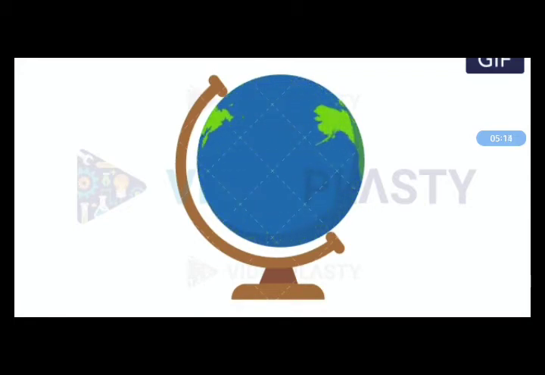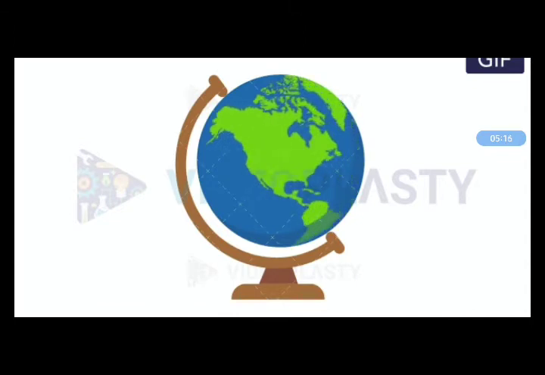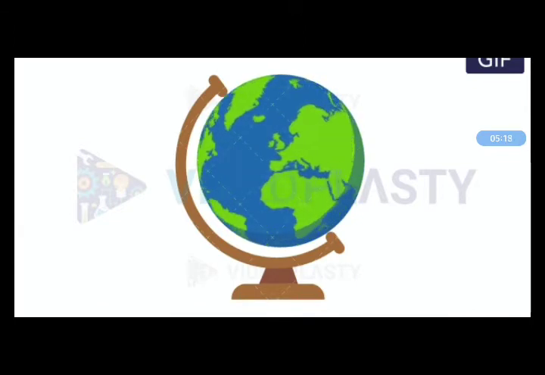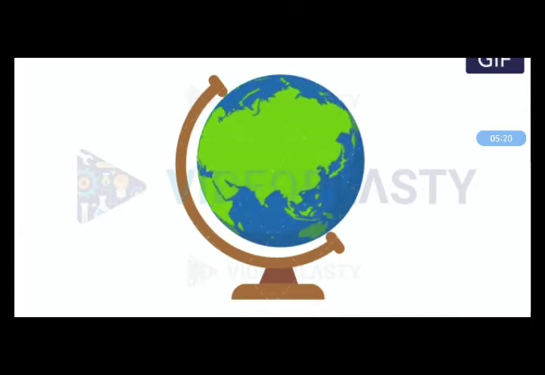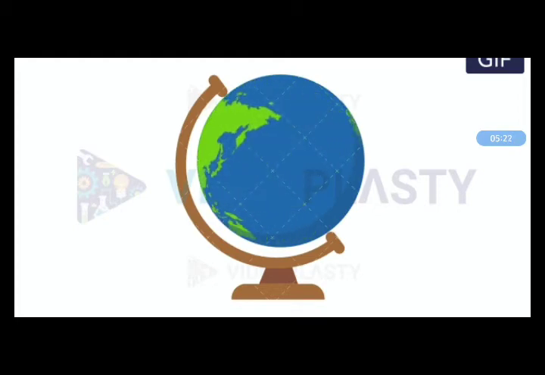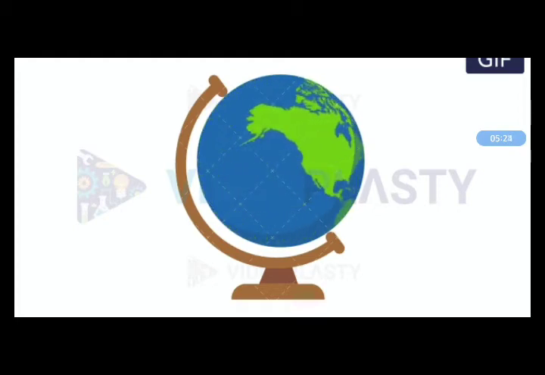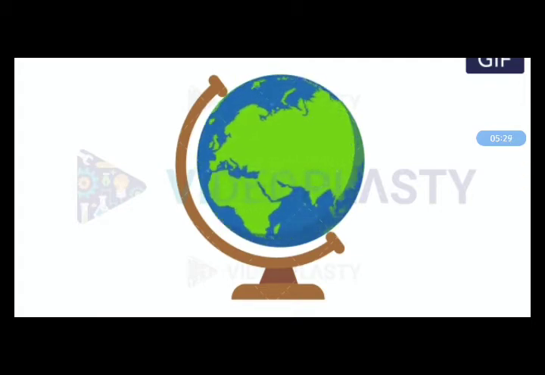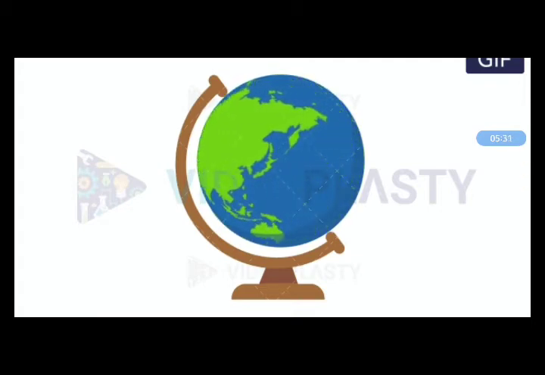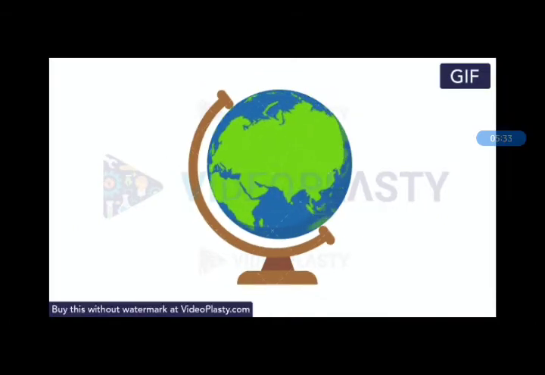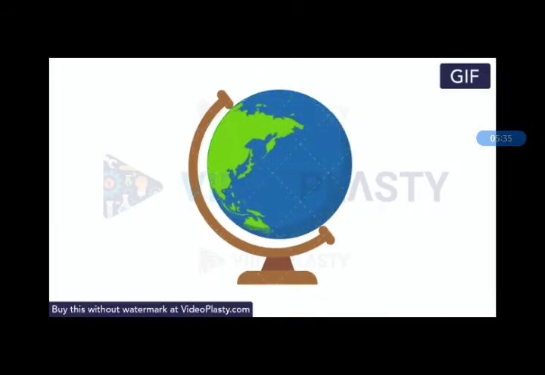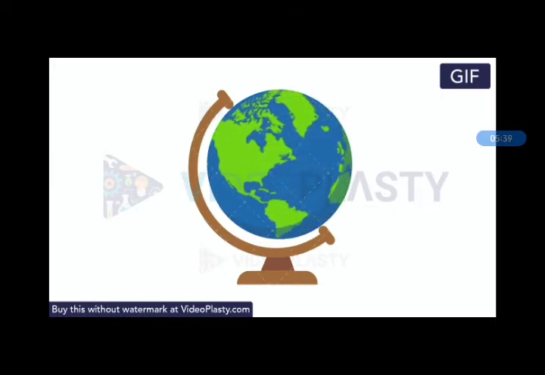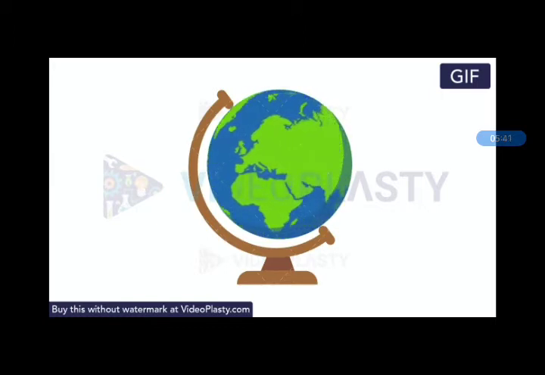And earth rotates on its own axis and axis never changes. This always remains the same. And this is tilted. Tilted means bent at one side. Understand? Axis is not straight, it is tilted. And the tilt of the axis does not change.